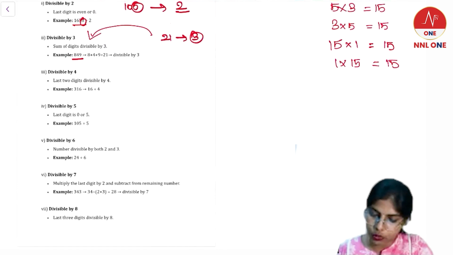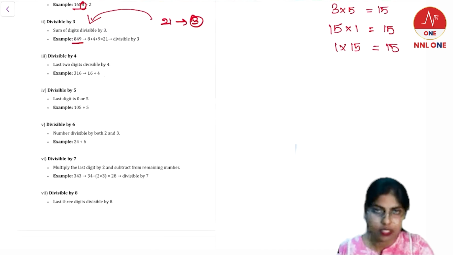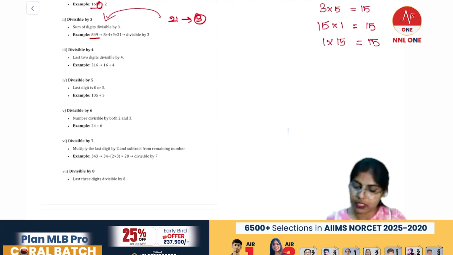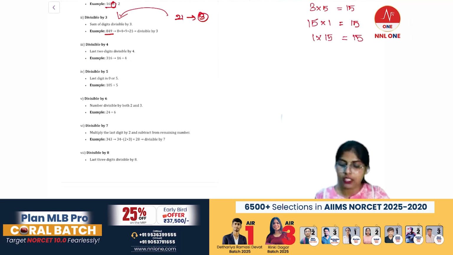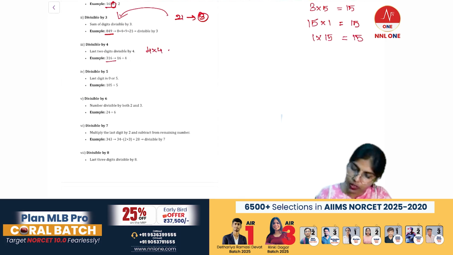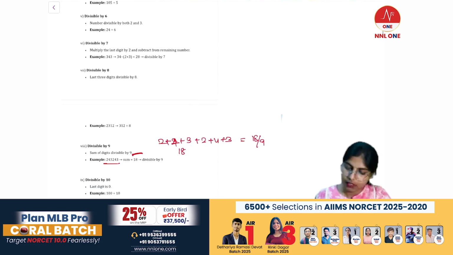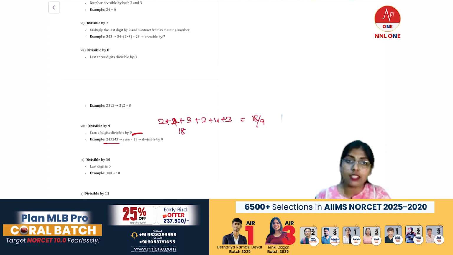Next, the divisibility rules of 4 and 8 are more or less the same. That is, for the divisibility rule of 4, the last 2 digits should be divisible by 4. Then the entire number is divisible by 4. In this, 16, 4 into 4 is 16. So the entire number 316 is divisible by 4. Next, for the divisibility rule of 8, last 3 digits. For 4, it is the last 2 digits, whereas for 8, it is the last 3 digits.